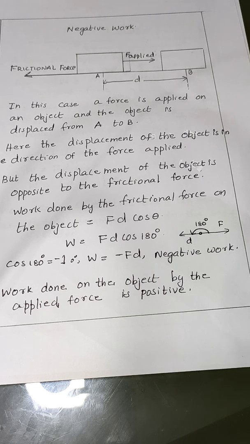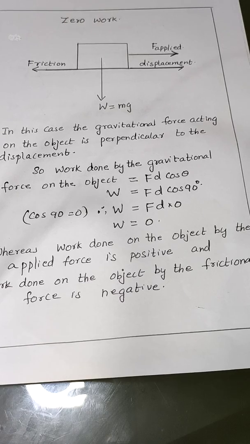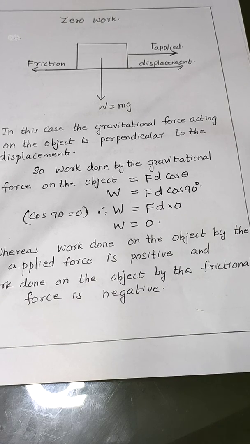But if the question is, what is the nature of work done by the frictional force? Then the work done by the frictional force on the system is negative, since the displacement and the frictional force are in the opposite directions. So then what if the force and the displacement are perpendicular to each other? So we have another situation where the force is perpendicular to the displacement.